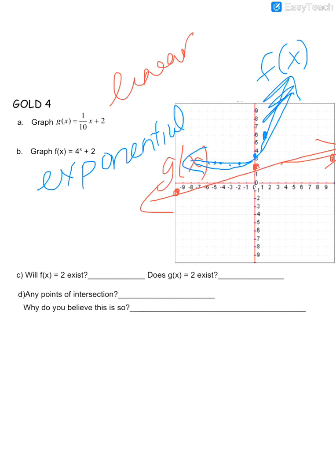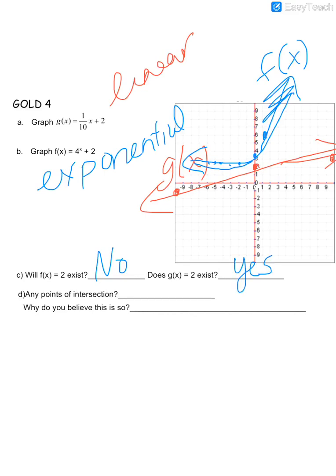All right, will f of x equal 2 exist? So I'm looking to see if my exponential function will ever equal 2. The answer is no, because 2 is my asymptote. Does g of x equal 2 exist? The answer is yes. That's actually my y-intercept for my line.